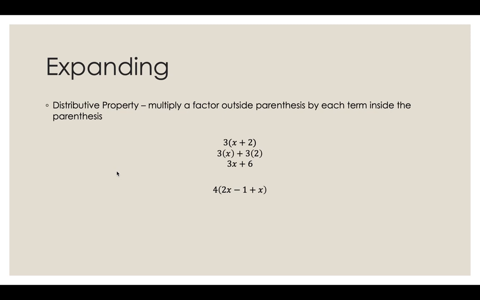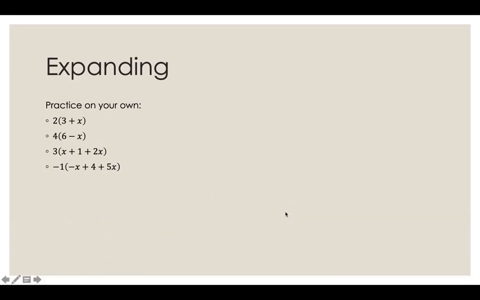So let's do another example of the distributive property. So here we have a 4 outside the parentheses, and inside the parentheses we have 2x minus 1 plus x. So we're going to need to distribute this 4 to each of the terms inside the parentheses. So here we have 4 times 2x, plus 4 times our negative 1, and then 4 times x. So now we can simplify this, and we have 8x plus negative 4 plus 4x. Here are some example exercises that you can practice on your own to practice expanding your expressions.